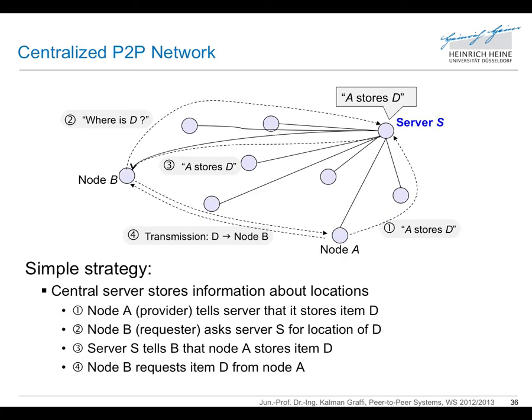Okay, this is how the communication takes place. I have the file, so I tell the server I have the file. Then somebody over there, node B, asks, where is the document D? Do you know someone? And the server says yes, A stores it, and so they communicate directly. Okay, that's very simple. And that was also what happened to Napster. The server was shut off. They were claimed to support copyright infringement, and not just legal usage.